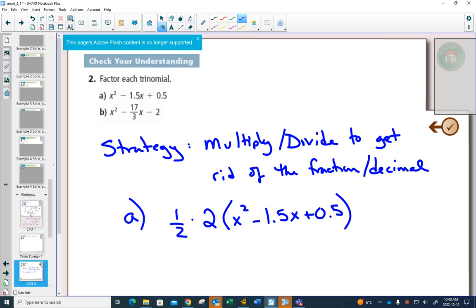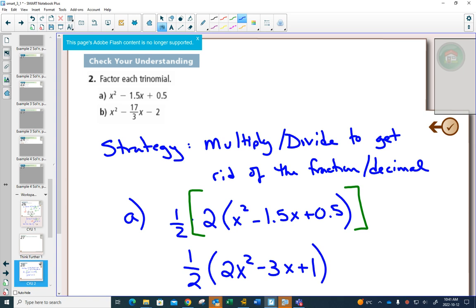So I haven't done anything unless I decide to put another set of brackets here and go, okay, I'm going to keep the half out in front, and now the inside will be 2x squared minus 3x plus 1. Sneakily multiplying by 1. So technically, you are multiplying by 2 to get rid of the fraction and also multiplying by a half.